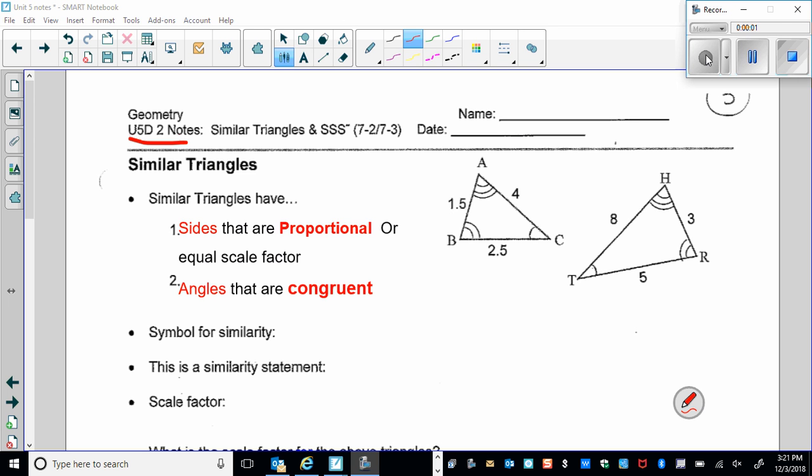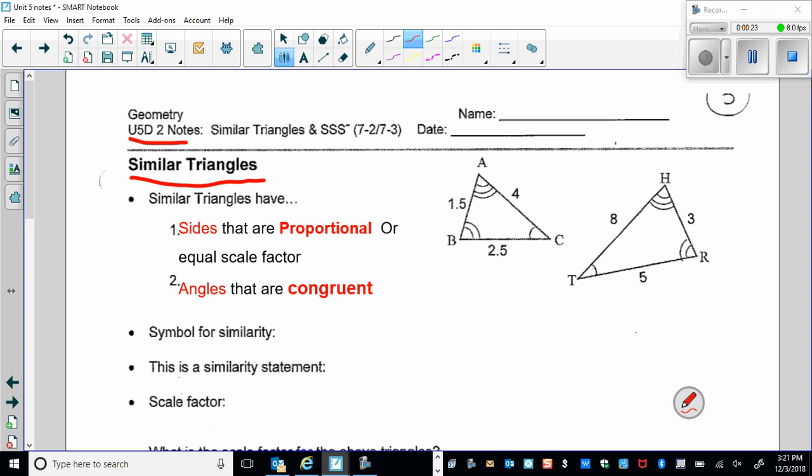I am going over Unit 5, Day 2 notes. And since it's a short portion in each, I might be able to do all of them in one video, and then we do the classwork in different parts. So what we're dealing with is similar triangles.